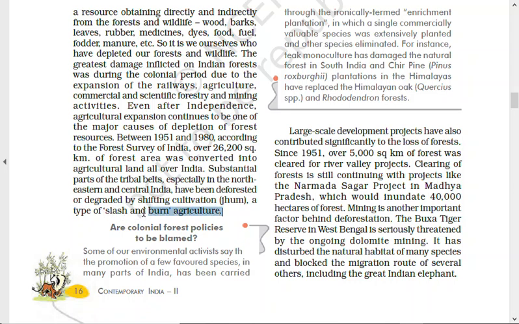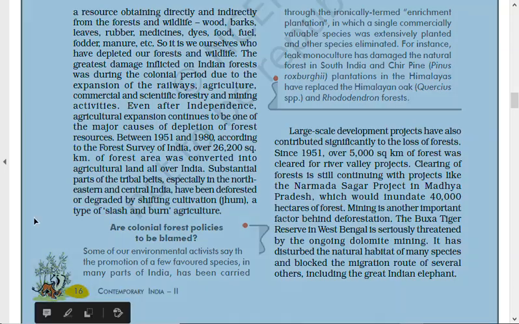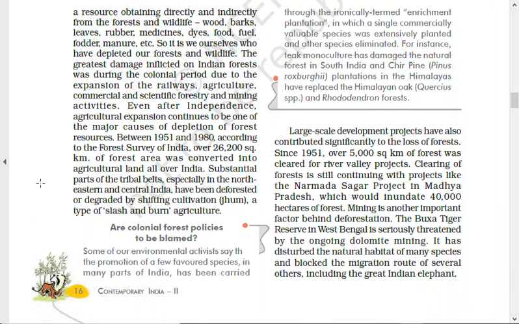You might be knowing about shifting cultivation. Do you understand that? Yes, okay. Shifting cultivation means that in one patch of land, the tribal people do the farming. They cut the trees over there and do the farming. They stay there for 3 to 4 years, and when the soil is infertile, they leave the area and move to another area. They may come back to the same patch of land again, maybe after 20 to 30 years.